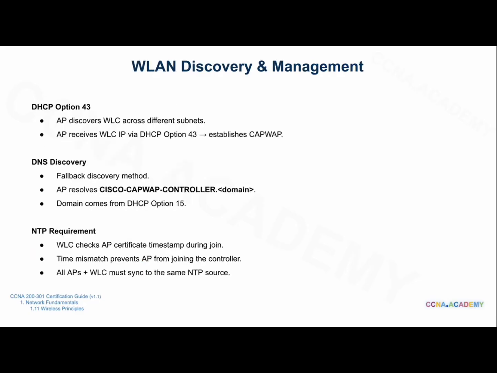When an AP joins a controller, it must discover it first. DHCP option 43 can point the AP to the correct WLC IP address, while DNS discovery provides a fallback using a predefined hostname. Accurate time is also critical. If the WLC and AP clocks differ, certificate validation may fail, preventing the AP from joining. These mechanisms ensure smooth AP onboarding.